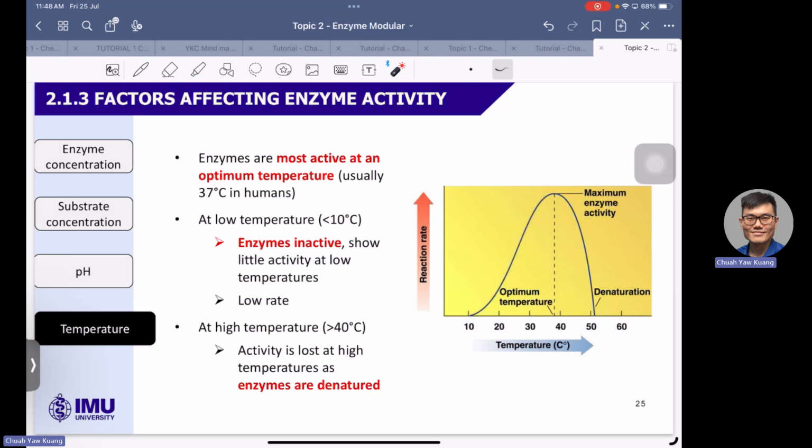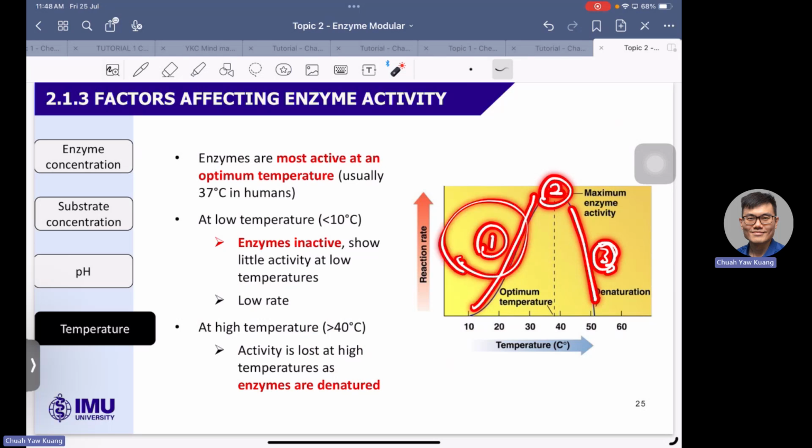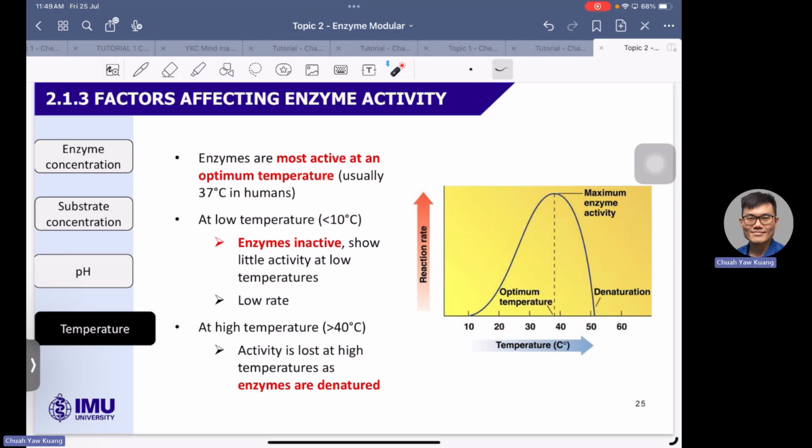To explain the graph, we will mainly base it on kinetic energy. Three parts: first part, before the optimum temperature. Second part, the optimum temperature. Third part, after the optimum temperature. First part we will explain in terms of kinetic energy. Second part we will explain in terms of optimum temperature. Third part we will explain in terms of denaturation.